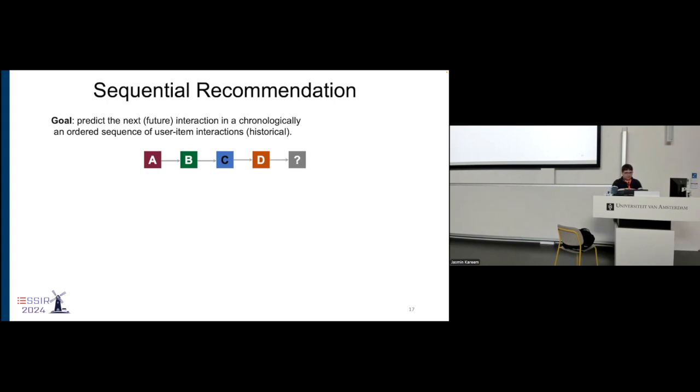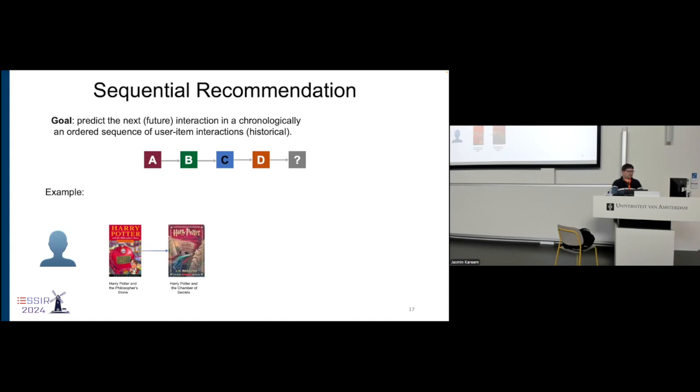We will talk about them later, but let me also give an example. So we have a user and we have a sequence for the user, right? The user read Harry Potter and the Philosopher's Stone, then Chamber of Secrets, then Prisoner of Azkaban. So what next do we want to recommend to the user?